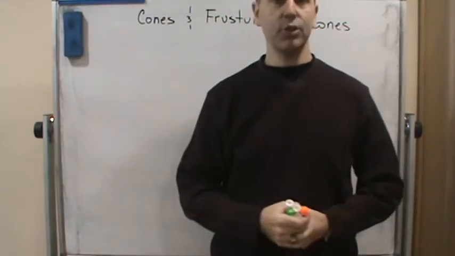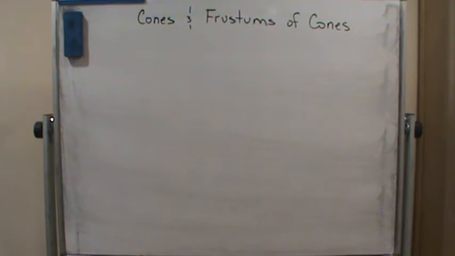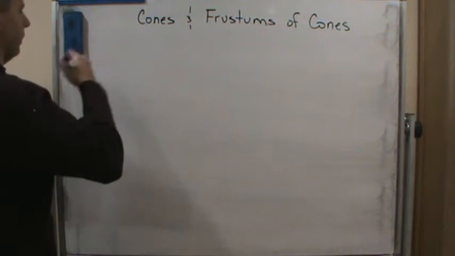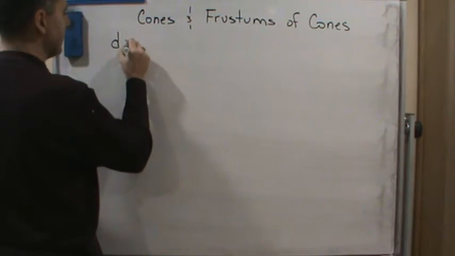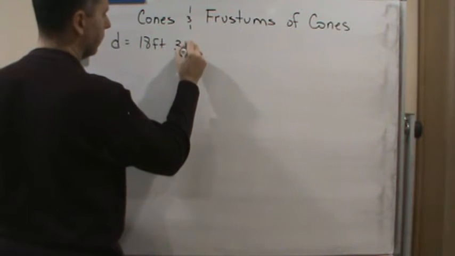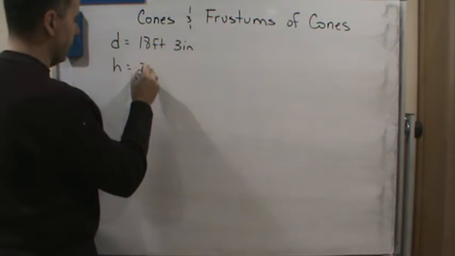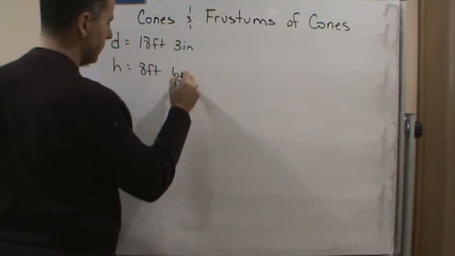All right, welcome back. Let's do another one involving construction. In this example, we have a conical pile of sand. It has a base diameter of 18 feet 3 inches, and an altitude of 8 feet 6 inches. So the height is 8 feet 6 inches.